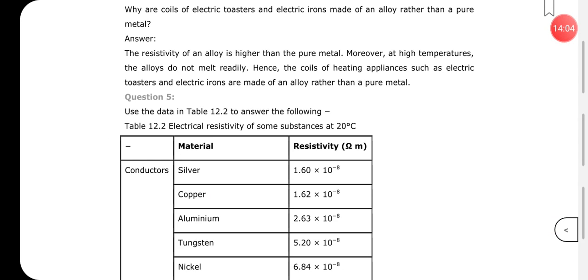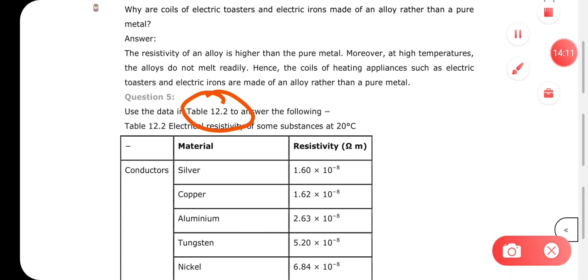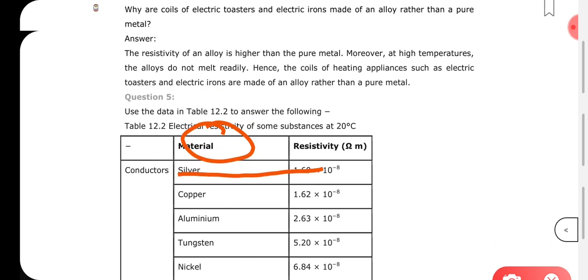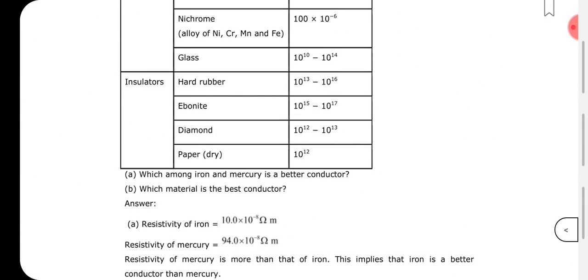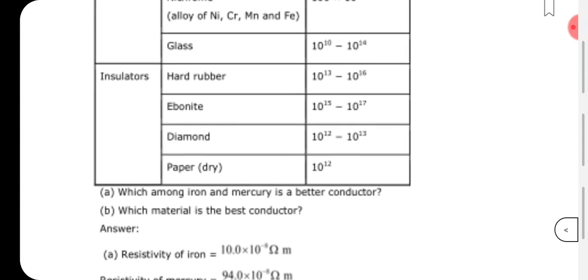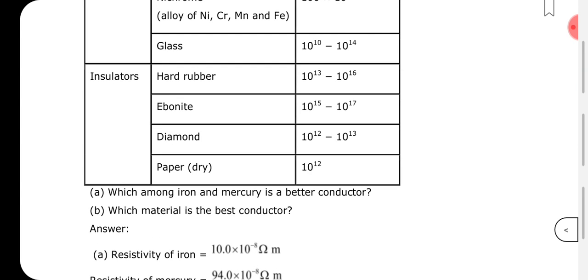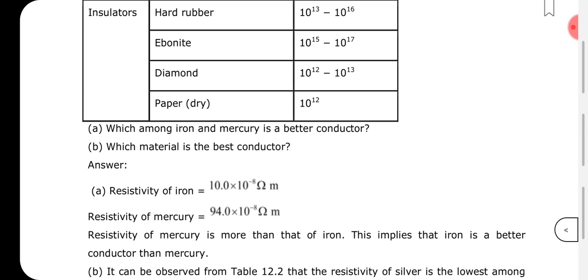In the next question, you have to use the data which is given in table 12.2 of your textbook, and using that the electrical resistivity of some of the substances are given, and you have to answer questions based on this table which is given, okay. So I'll just show you the question directly. Which among iron and mercury is a better conductor? Okay, this is a question which is being asked, and you have to use the information from the table which is given on resistivity, okay.